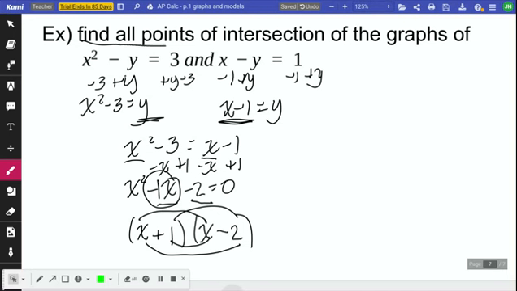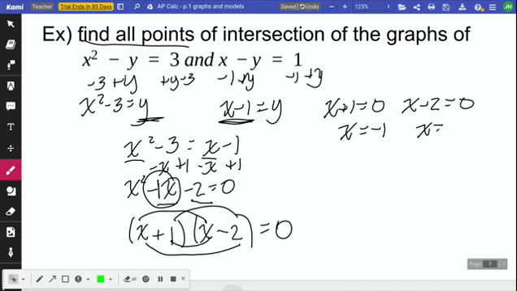It does say find all points of intersection, so that doesn't mean we're done. To find all points, we have to figure out where actually those locations are. So I'm going to use my zero product property again, and I'm going to set each part equal to 0. When we get more comfortable with some of the stuff, we can skip some of these steps because we should be able to solve these in our head since they're pretty easy once it's factored.